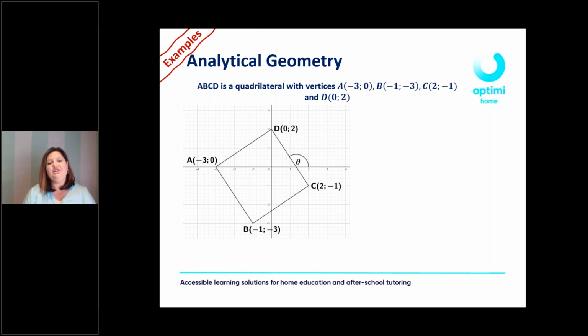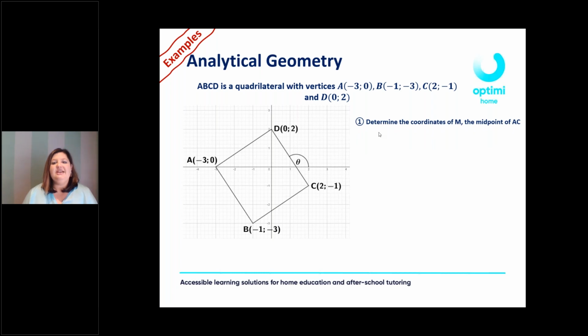Right. So what will happen is they will give you a question like ABCD is a quadrilateral with vertices A, B, C, and D, and they give you the coordinates over there. Now, this quadrilateral over there, it means that it is a shape with 4 sides and 4 angles, right? Okay.